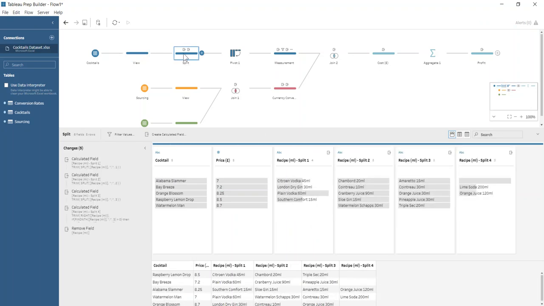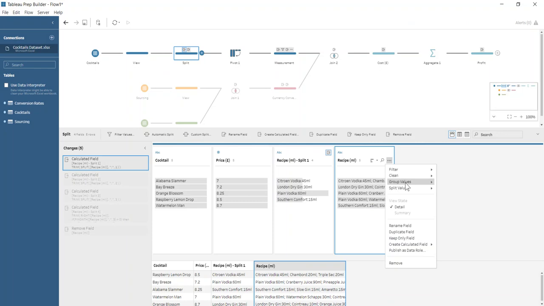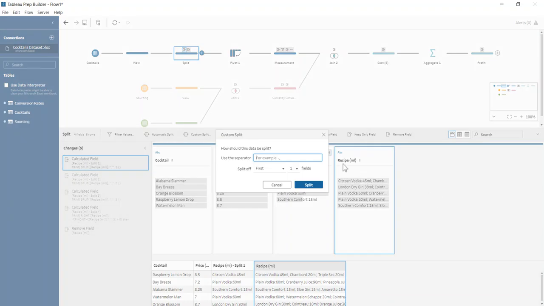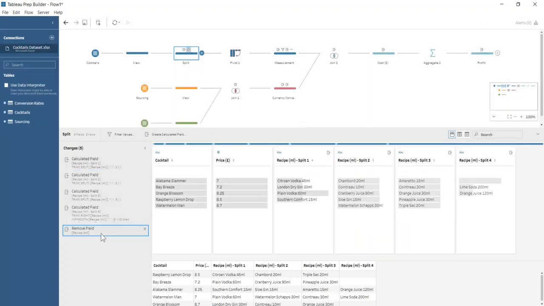So we'll go into a new step, and on our recipe we will go to the three dots. If I click back here so it's still there, and we will choose split values, and we will do a custom split, and it's actually semicolons that are separating, so that's this one here if you can see that, and that's how we're going to split up our fields. If I now go down to the bottom of my changes pane, I can see those 5 split fields coming out.